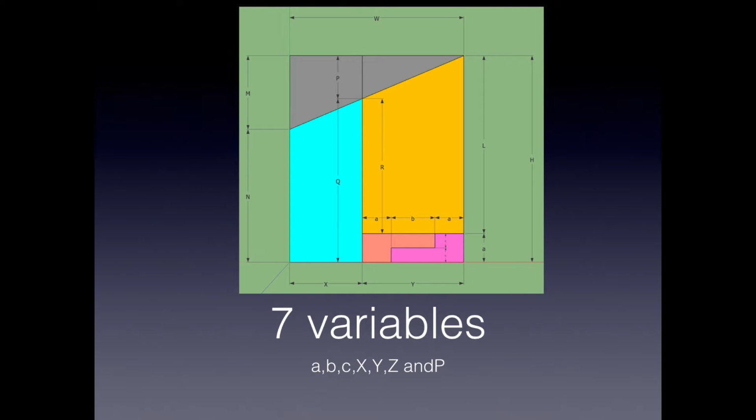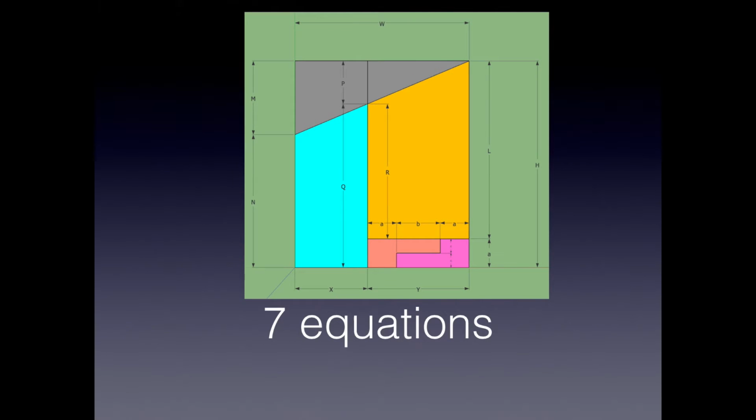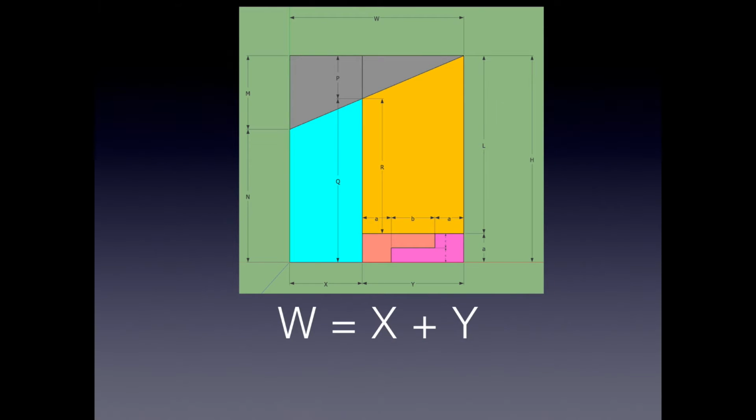All right, let's take a look at some of the expressions that I came up with that are based on those variable values. There are 7 equations that go with those 7 variables. The overall width is equal to X plus Y. Y, the width of Y, is A plus B plus A. The height of A is 2 times C, or C plus C. The overall height is equal to the length of this segment, L, plus A.